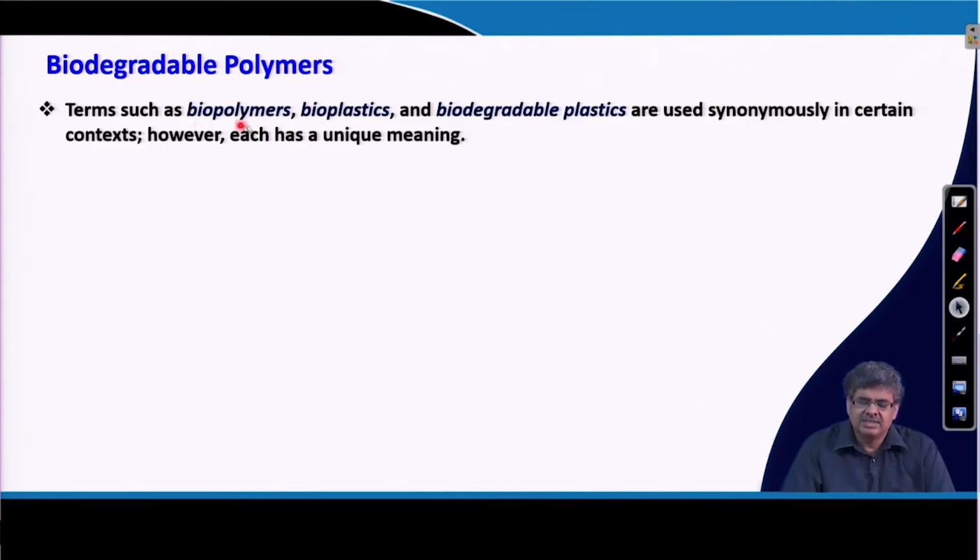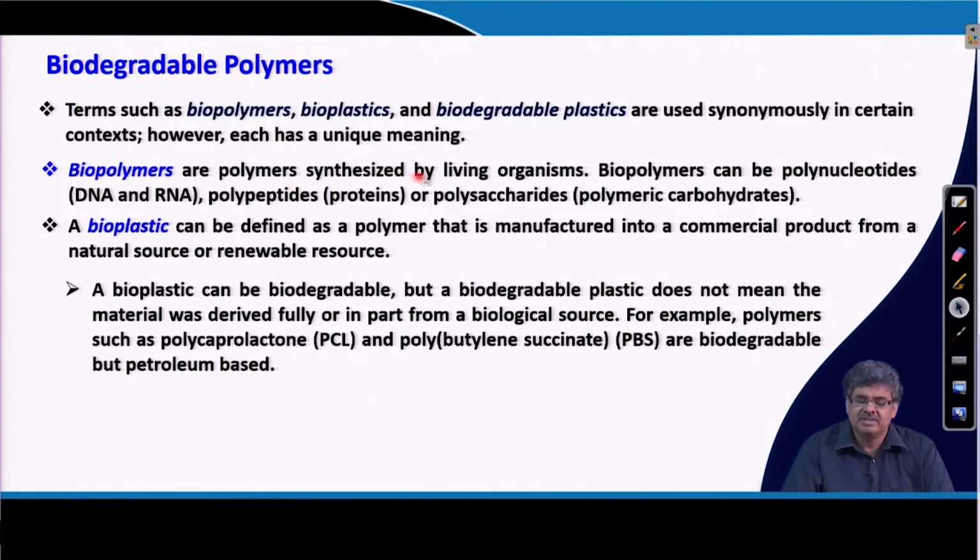Sometimes terms like biopolymers, bioplastics and biodegradable plastics are used synonymously in certain contexts, but each has a unique meaning. For example, biopolymers are polymers synthesized by living organisms. They can be polynucleotides like DNA, RNA, or polypeptides, proteins, or polysaccharides, polymeric carbohydrates. A bioplastic can be defined as a polymer that is manufactured into a commercial product from natural or renewable sources. So, there is a little difference between biopolymers and bioplastics. A bioplastic can be biodegradable, but a biodegradable plastic does not mean the material was derived fully or in part from biological sources. For example, polymers such as polycaprolactam or polybutylene succinate are partially biodegradable, but they are not sourced from a natural source. They are synthesized from petroleum products.